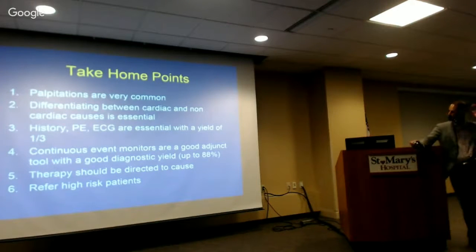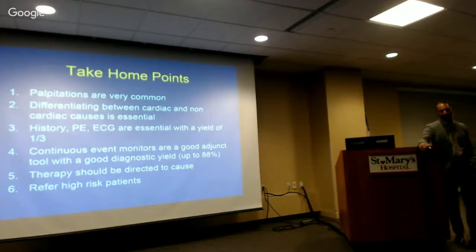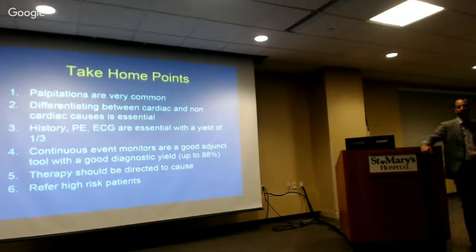So the take-home points are: palpitations are very common. It's a heterogeneous group of patients. The history is really where you're probably going to figure out the most of it. The EKG can give you clues as to what's going on, and ambulatory EKG monitoring, with looking through the right lens of what you're actually evaluating, depending on whether they were symptomatic or not, the yield can be good, up to the high 80s in some cases with event monitors and ILRs. The therapy should be directed to their underlying cause. And if there's any concern for patients that have any high-risk features, certainly they should be referred for further evaluation.